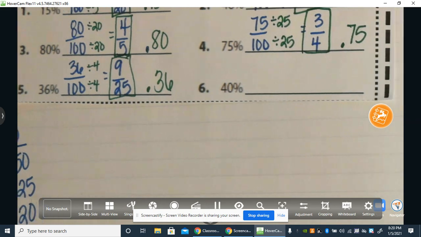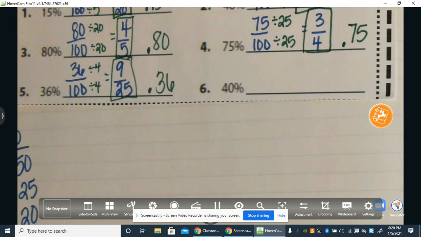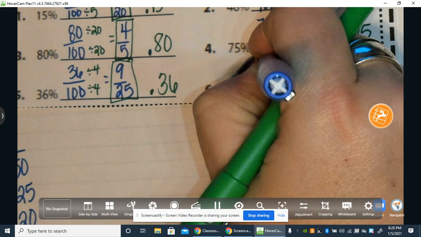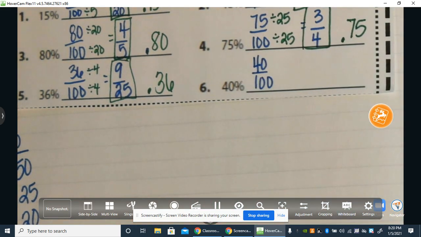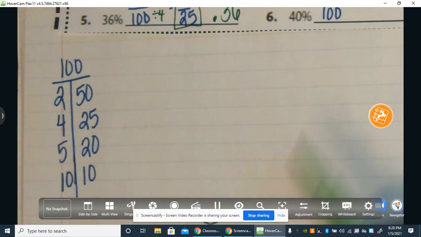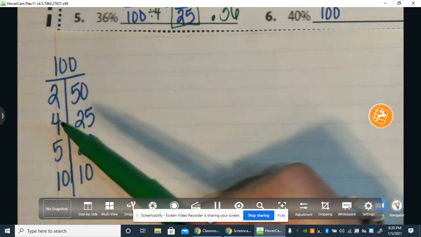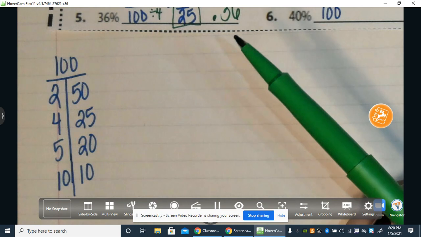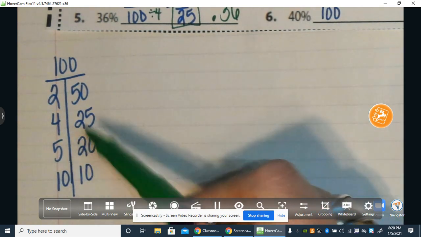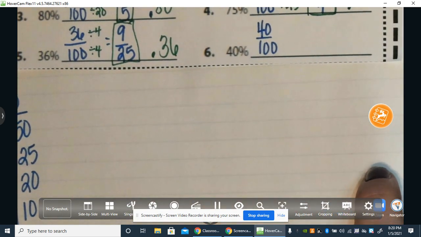Finally, number 6, well, 40% is the same as saying 40 over 100. Okay, I want to simplify that. So I'm looking at my numbers here. Well, I have 40. Well, 2 can go into it, 4 can go into it, 10 can go into it, but 20 is a key number because it's the largest factor that can go into both of them.